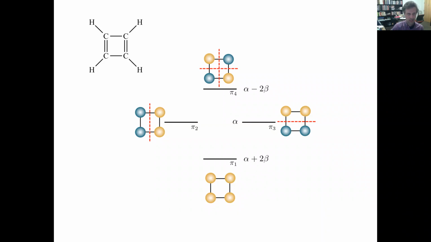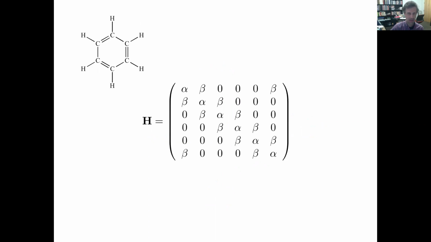Okay, so this is cyclobutadiene. Let's now go to benzene. We have to talk about benzene, of course, and we're going to do exactly the same procedure for benzene. Okay, so we're going to have 6 carbon atoms, 1, 2, 3, 4, 5, 6. And each one contributes 1 p electron to the pi conjugated network. All right, and this is the matrix that I can come up with, where the alphas now are the energies of the individual atomic orbitals.